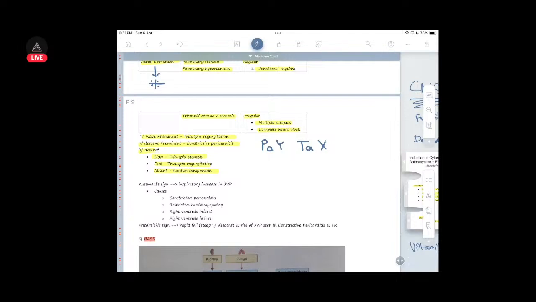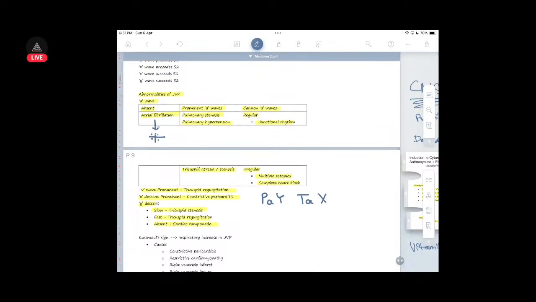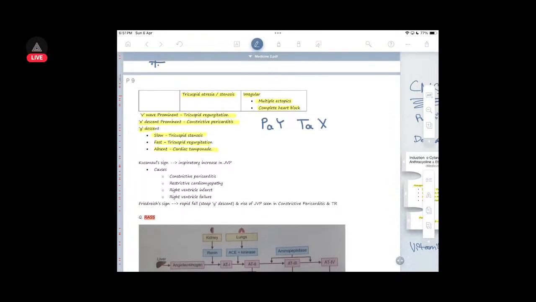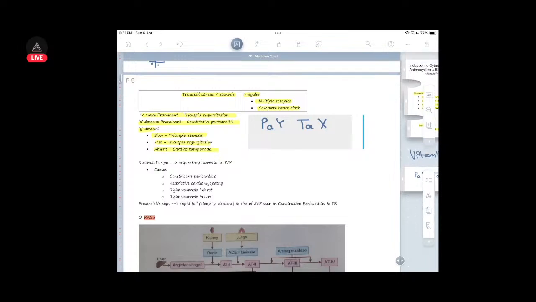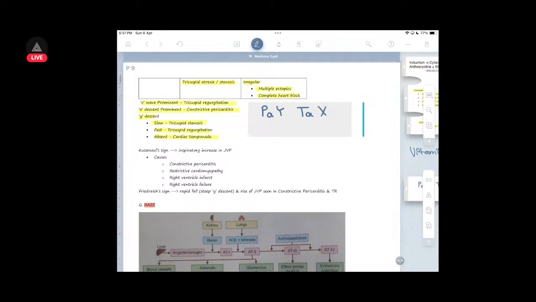So in cases of tamponade, PEX TAC. So cardiac tamponade, you have pericarditis. Wait. I have to just check this out again. They haven't explained this properly here. Yeah, they haven't explained this properly, so give me a second. I'll check it out somewhere else.